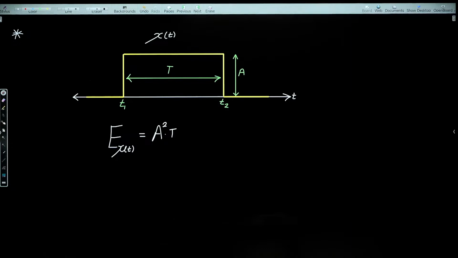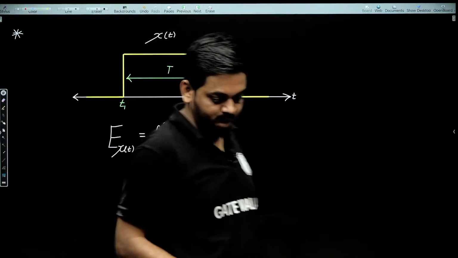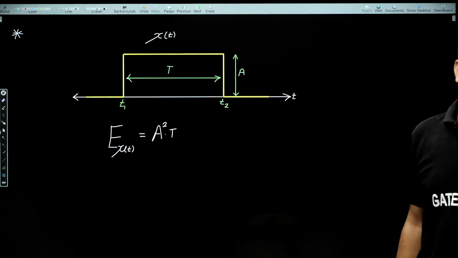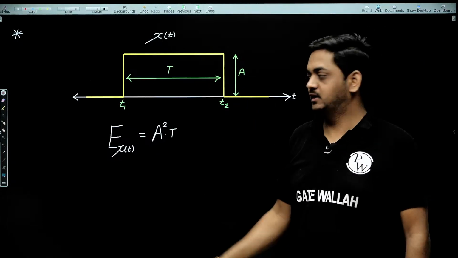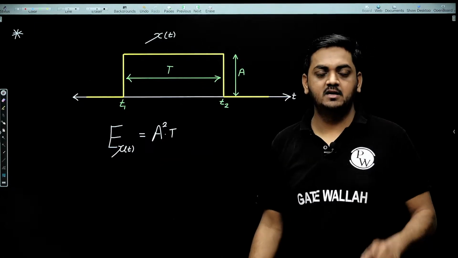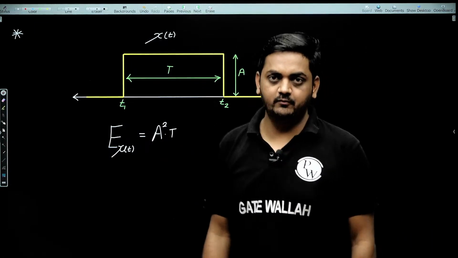So simply remember this thing. Got it? Clear to each and every student? Amplitude can be negative also, guys, but energy will always be positive, because we get the square of the amplitude. Fine.